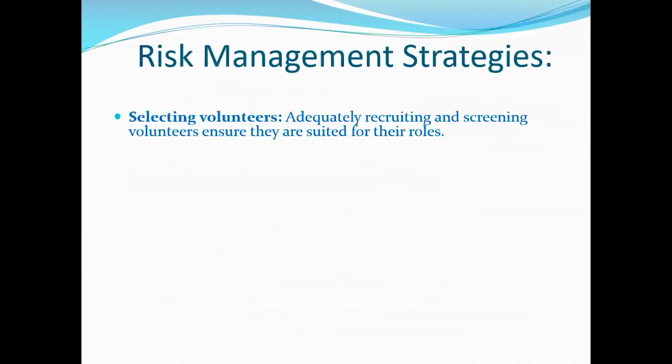That also puts the organization in a better place because you can say that you did your best to educate them on the safe ways to do things. As far as selecting volunteers, you want to, again, adequately recruit and train and screen volunteers to make sure that they're suited for the roles. We do recommend that you do basic background checks on all the volunteers.